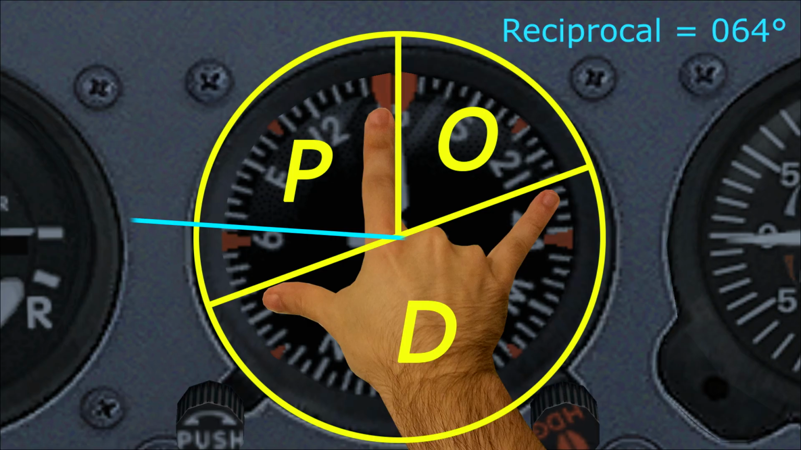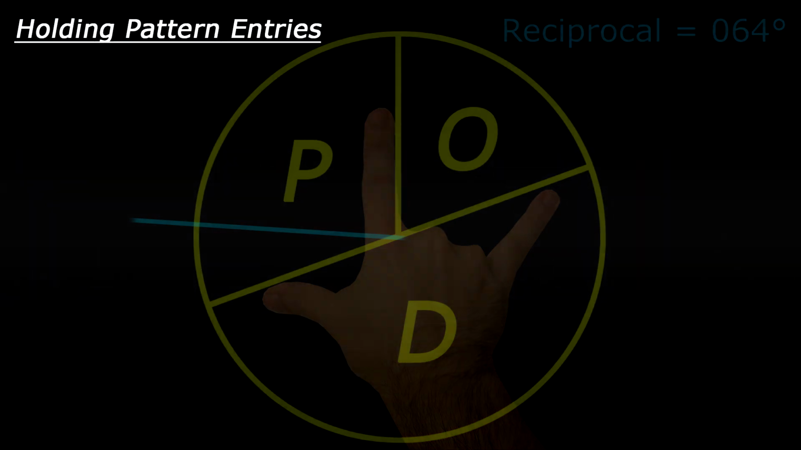As I said, it's quite a difficult procedure to get your head around at first, but this technique is honestly the easiest one that I could find. So what you do from this point onwards is simply fly towards the fix, and then do the parallel entry. So when you hit the fix, you would fly that reciprocal of 064 degrees for 1 minute, and then make a left-hand turn into the holding pattern, and then come back to the fix, and then start the holding pattern as normal.